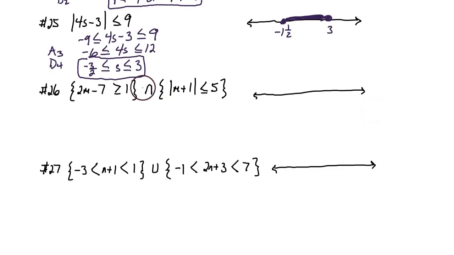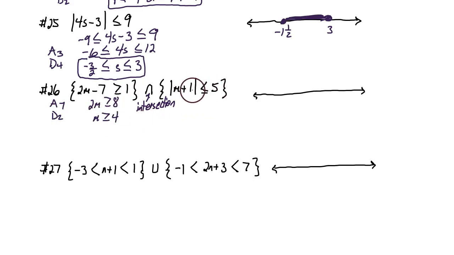Number 26, we're asked to graph another intersection. So we have to solve both statements and then look for the answers that work for both of them at the same time. Let's focus on this one here on the left. Add 7. We get 2m is greater than or equal to 8. And divide by 2. So m is greater than or equal to 4.